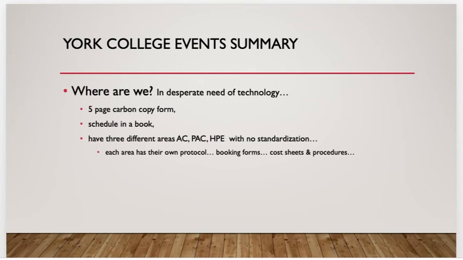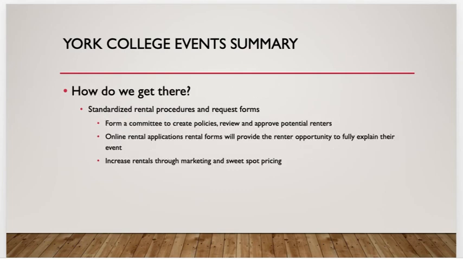Where are we now? We're in desperate need of technology. We're still typing confirmations on a typewriter with a 5-page carbon copy form. We're scheduling classrooms, the atrium, and the faculty staff dining room in a book with paper and pencil. We have 3 different areas, AC, PAC, and HPE, renting space, with each area having their own protocol, booking forms, cost sheets, and procedures. How do we get there?